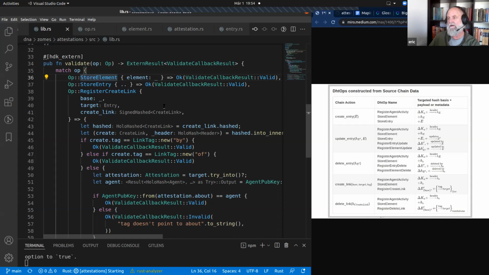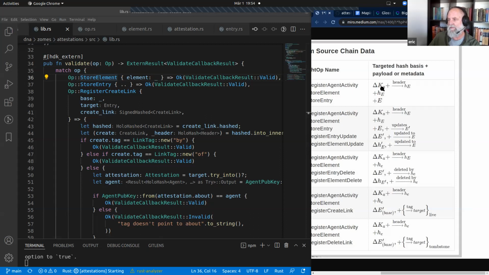So the register agent activity is by, let me see, is by the delta K. K refers to the DHT entry, which is the public key of the author whose chain was published from. So this is people who are close to you as the author. You're all going to be getting this information to store about what the author did.